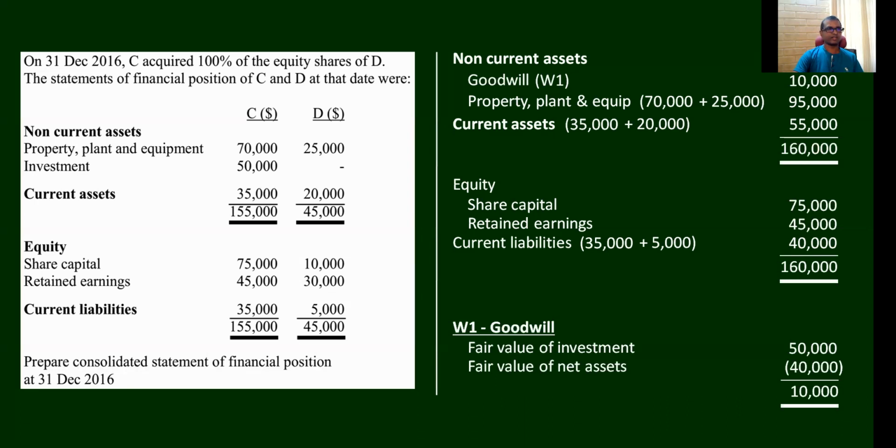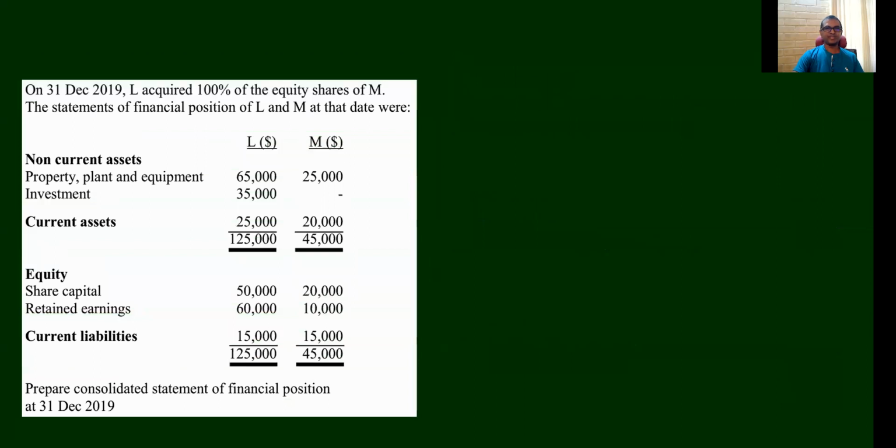Okay, we'll move on to another example, and again in the same way as basic consolidation, I want you to try this out. Pause this video for 5 minutes, take a rough sheet and quickly consolidate with the goodwill.